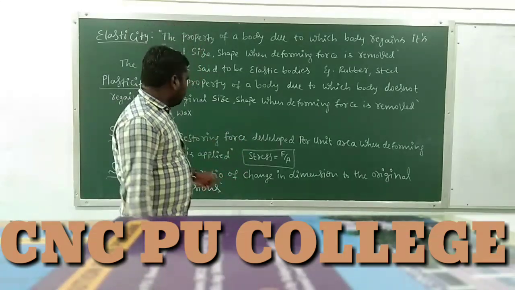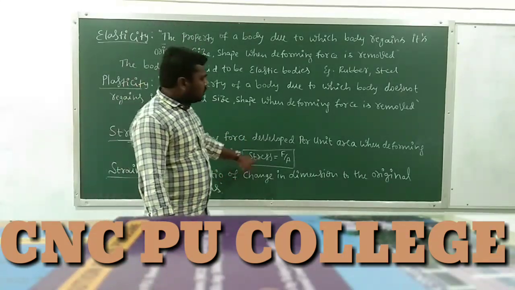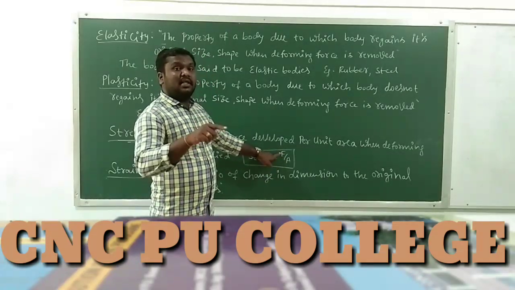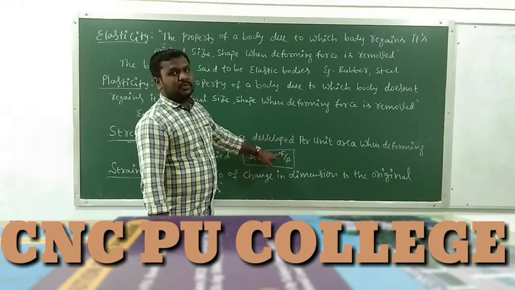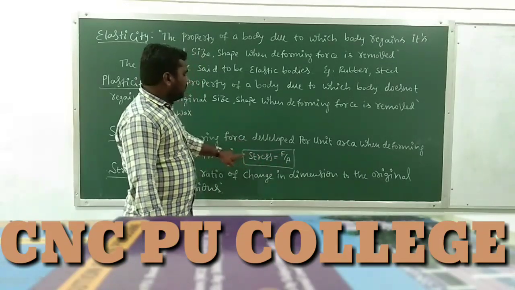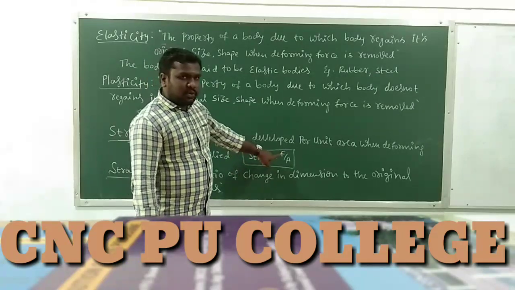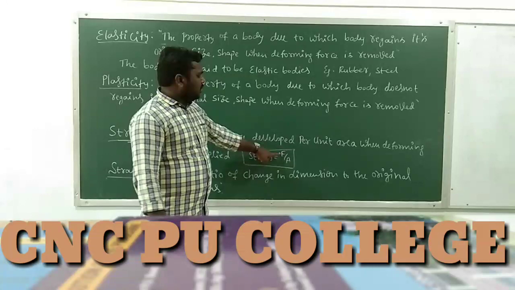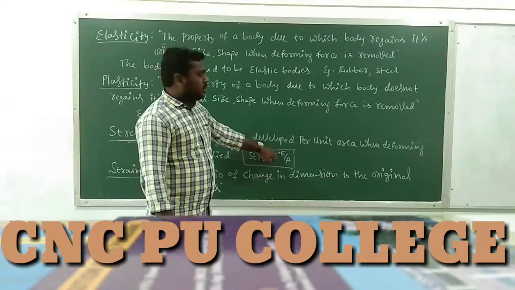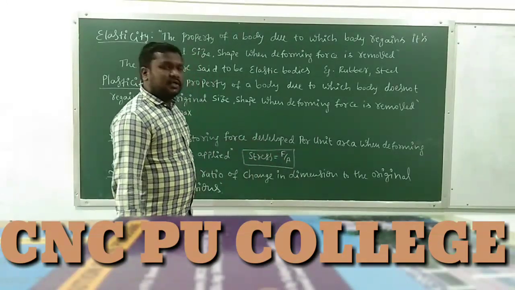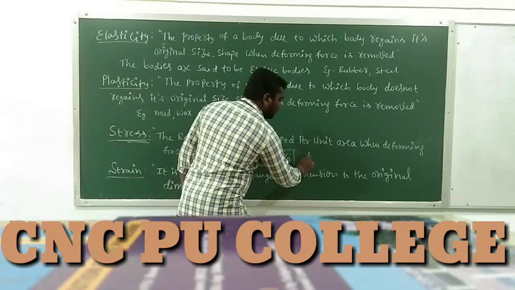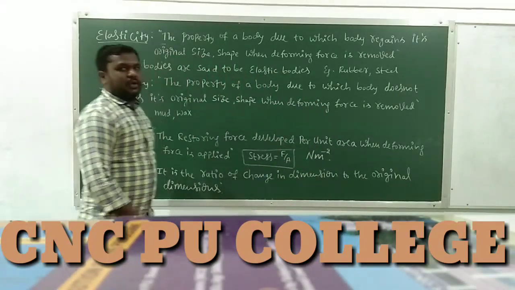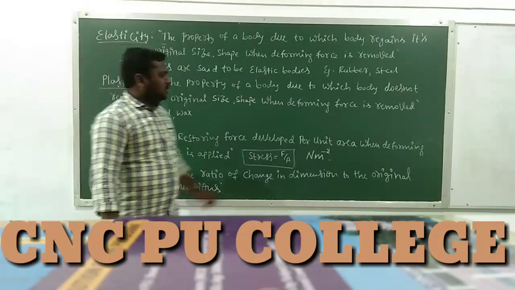So we can have the formula: stress is equal to force by area, where this force is the restoring force and we are measuring that with respect to that area. So we have the formula: stress equals restoring force per unit area. Then think of its SI unit. We already know that force is measured in newtons and area is measured in meter square. So the SI unit of stress is Newton per meter square.